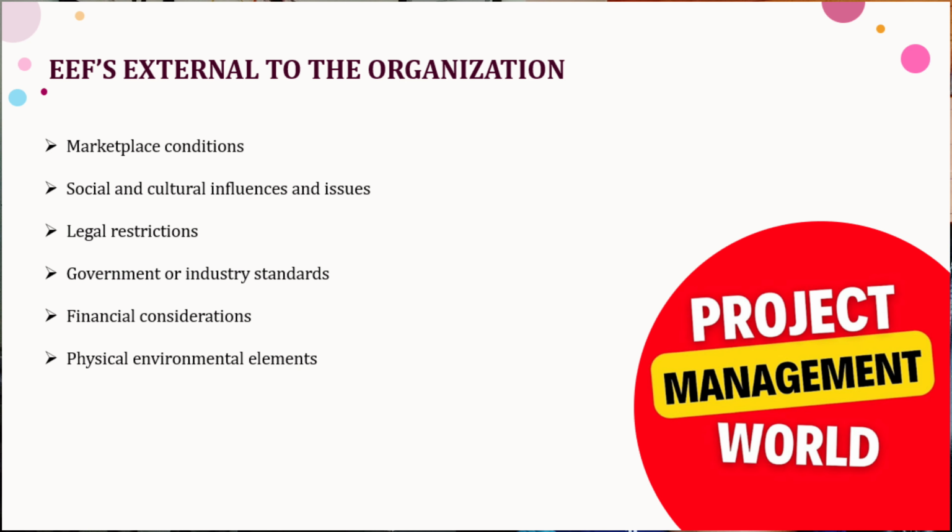Next is government or industry standards. It includes regulatory agency regulations and standards related to a product or something. Next we have financial considerations. It includes currency exchange rates, interest rate, inflation rate, etc. And the last one is physical environmental elements, like weather conditions and working conditions, that affect the project externally. So these were the types of EEFs, and this is how they affect the project.